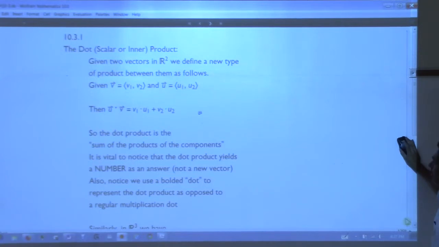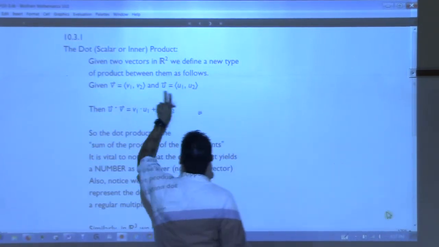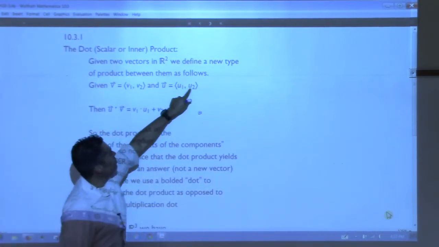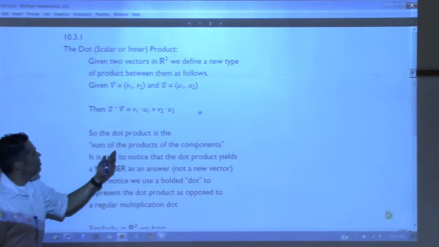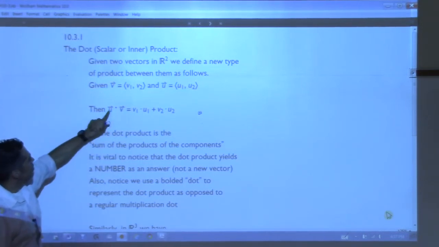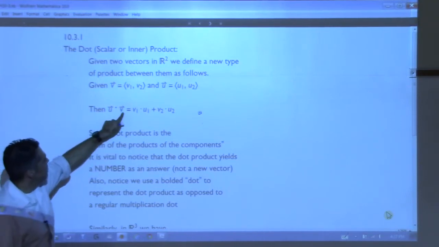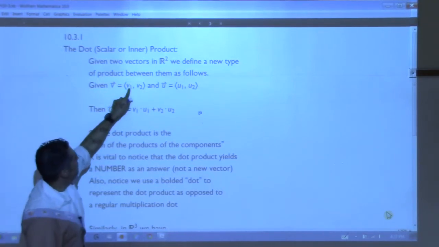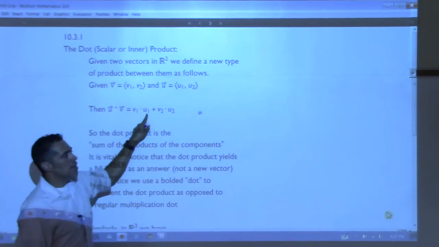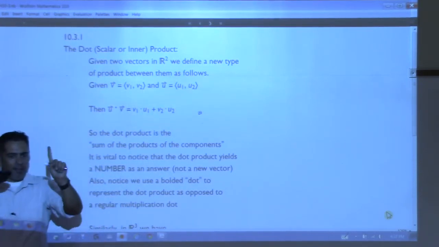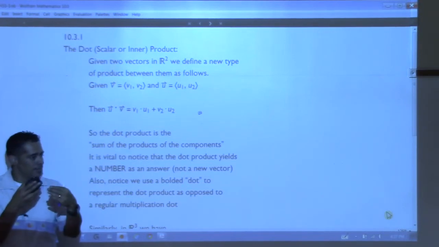All right, so given two vectors, v and u, where v has 2 components, v1 and v2, and u has 2 components, u1 and u2, look at what the computation is to get the dot product. You write u, then a bold dot, then v: u dot v. All it is is v1 times u1 plus v2 times u2. So it's just multiplying the components together and adding them.